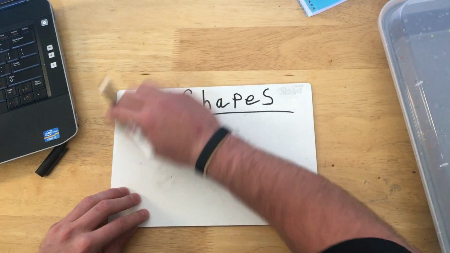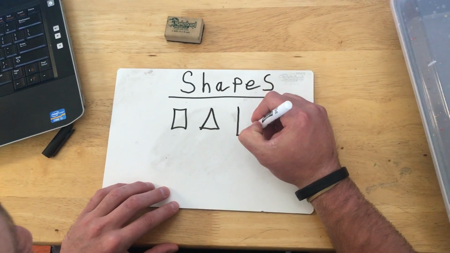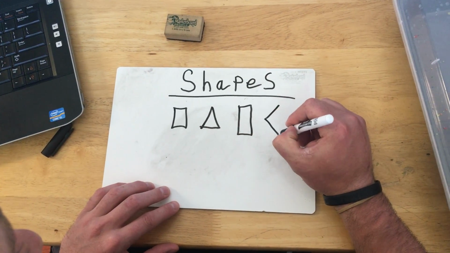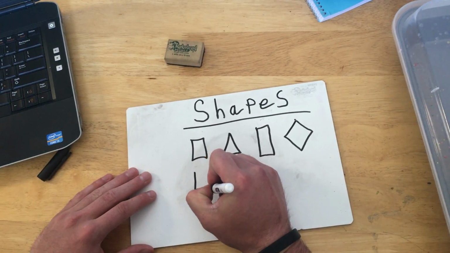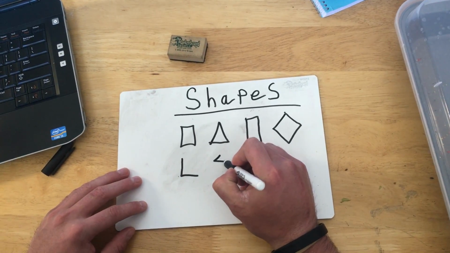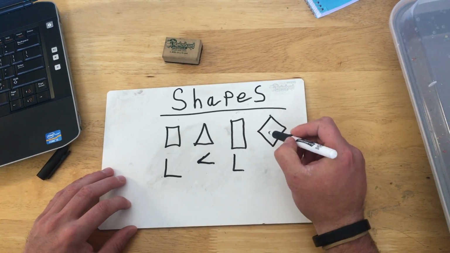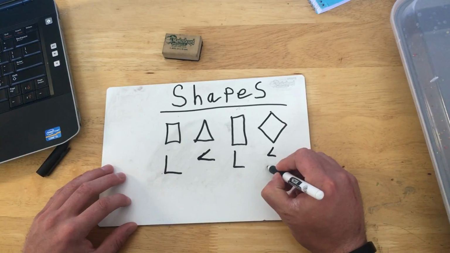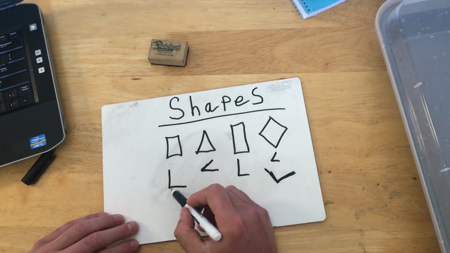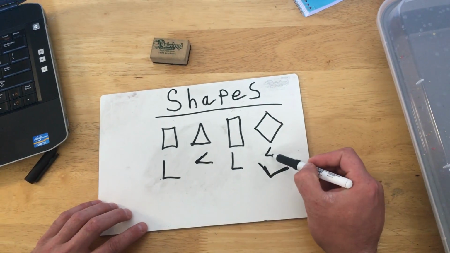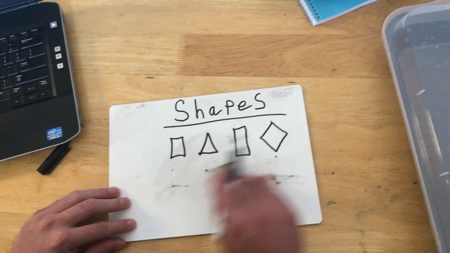So today we talked about a square, a triangle, a rectangle, and a rhombus. We also talked about 3 different angles: a right angle, acute angle, and obtuse angle. 90 degrees, less than 90, and greater than 90. So there you have it, our second and third grade shapes lesson. Thank you.